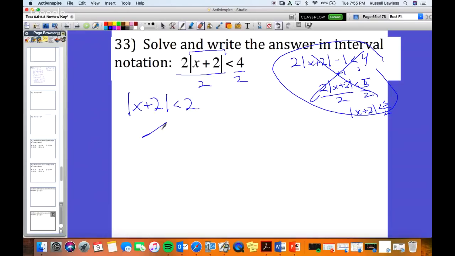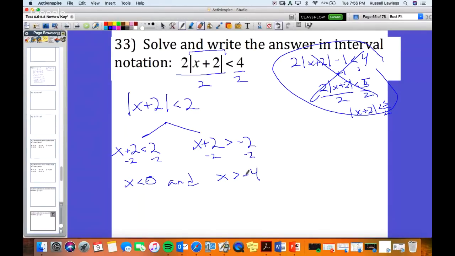Once you get to here, you're essentially solving this in 2 ways. One, where x plus 2 is less than 2, and then another with a -2. Now remember, what happens when we change the value? You flip the sign. So to solve this, we'll subtract 2 on both sides to get x is less than 0. Subtract 2 on both sides, and we'll get x is greater than -4. Because x is less than 0 and x is greater than -4, in interval notation this would be written as from -4 to 0.